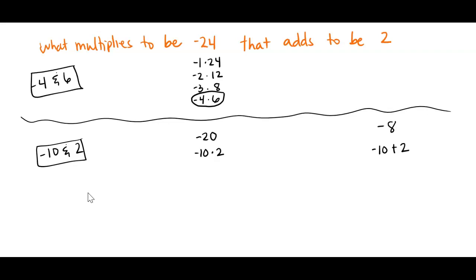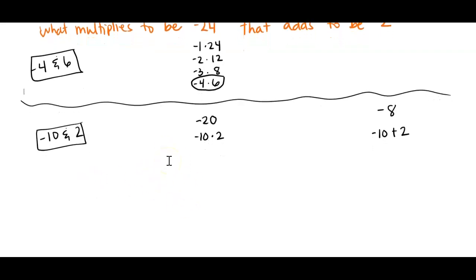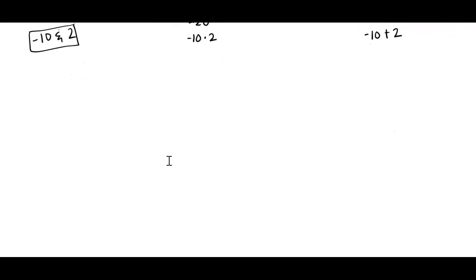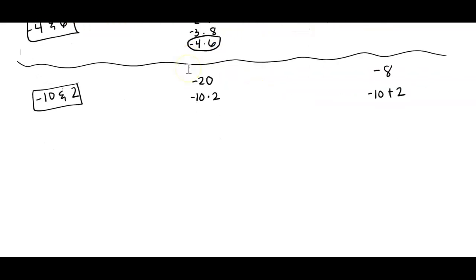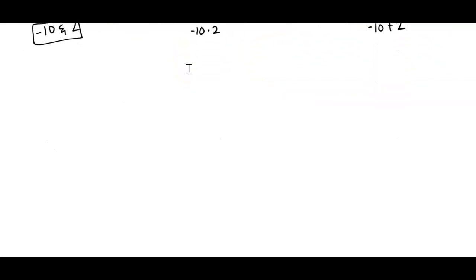All right, so that's what we're going to be using today to do some of the next factoring. We're going to be thinking about this kind of thing: what multiplies to be this number that adds to be this other number. And sometimes, like I said, you might have to list out all the possibilities. So work organized. Start with 1. 1 times what? Then go to 2. Is there 2 times something? Is there 3 times something? 4 times something? 5 times something? And so on. All right, but let's look at an example here.